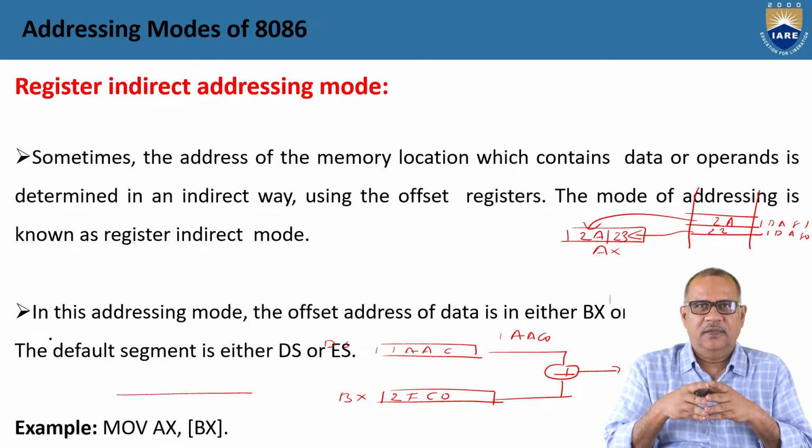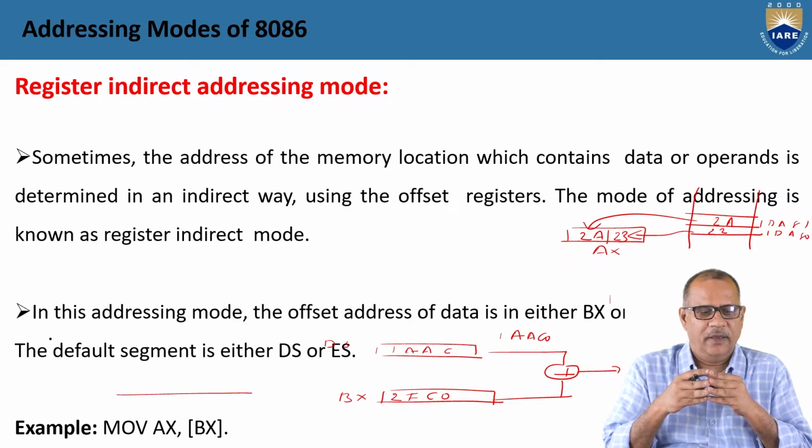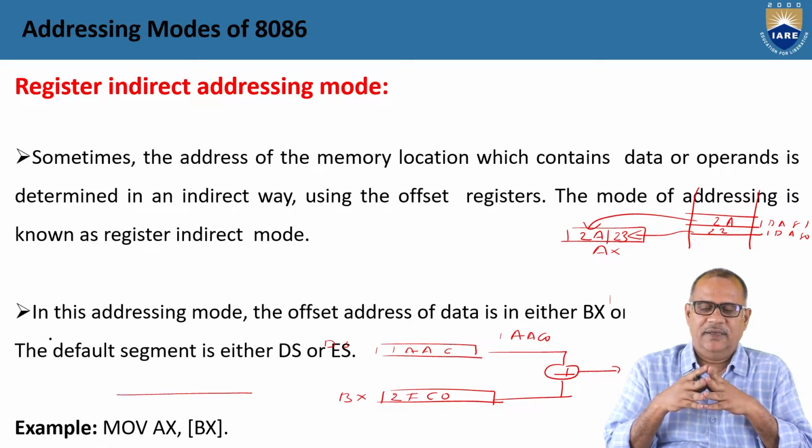Sometimes the address of the memory location which contains data or operands is determined in an indirect way using the offset registers. This mode of addressing is known as the indirect addressing mode. In this addressing mode, the offset of the address of data is in either the BX, SI or DI register. What is SI? Source index register. What is DI? Destination index register. The default segment is either DS or ES, so data segment or extra segment.